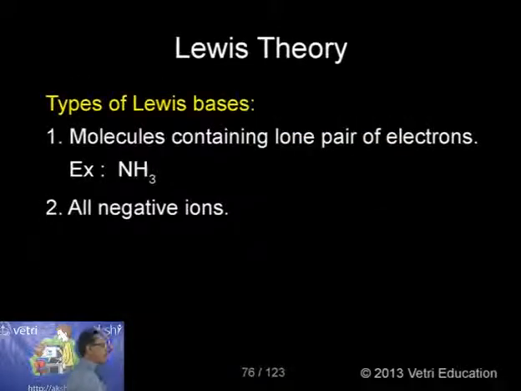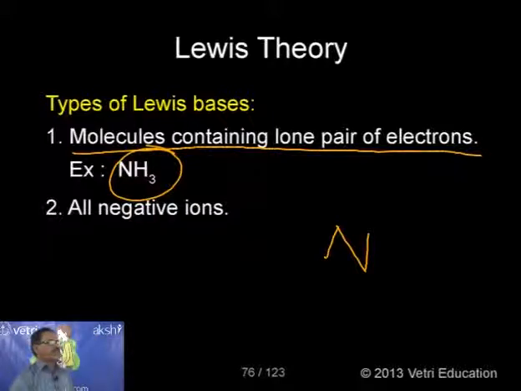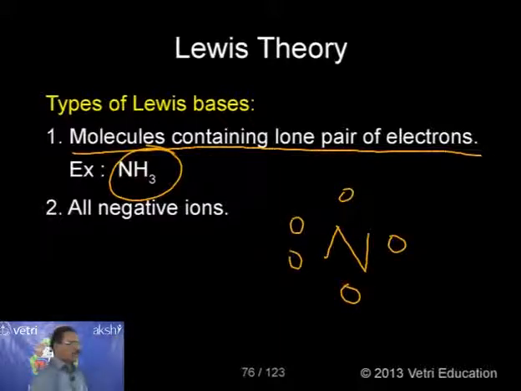Same, let me go for the Lewis bases. A base is a substance that will donate a lone pair of electrons. Can you follow? So here again, I can classify into two types. One is molecules containing lone pairs of electrons. Specific example, ammonia. So go for the electronic configuration of ammonia. Nitrogen is 2s2 2p3. So totally 5 electrons in the outermost shell. 1, 2, 3, 4, 5 electrons in the outermost shell.